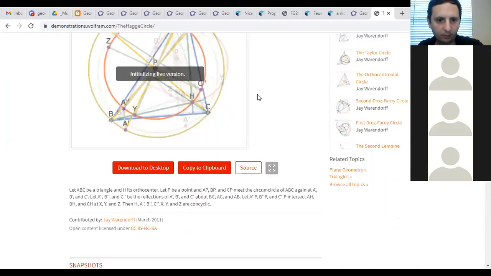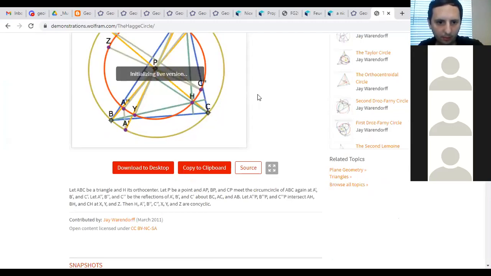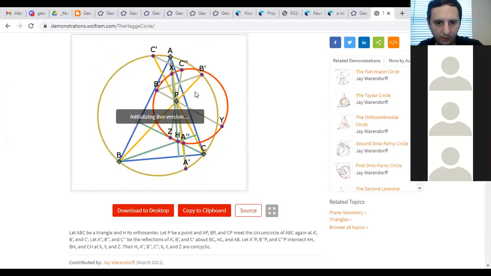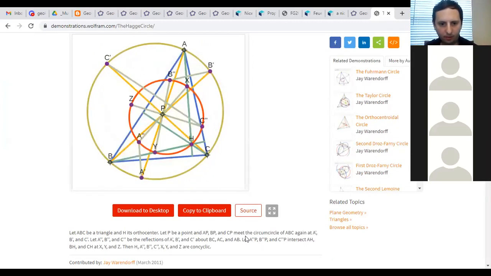Okay, so we have a triangle with an orthocenter. Let P be a point. Then we reflect those three points about the sides. That's kind of interesting. So we start with a triangle and an orthocenter.